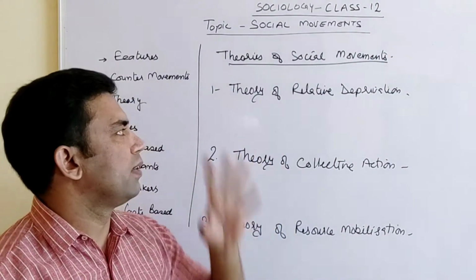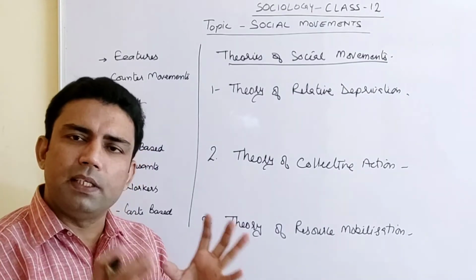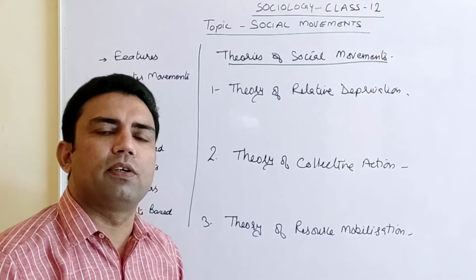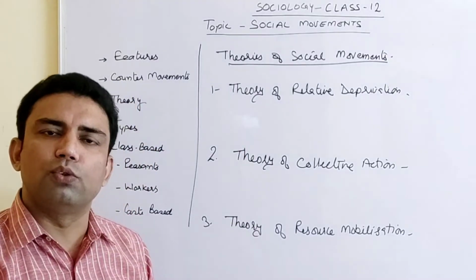First is the theory of relative deprivation. It means this theory works on the concept that the people who are deprived of something usually come out to join the movement.